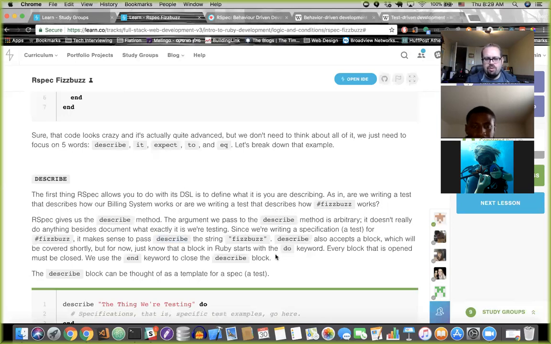Describe also accepts a block, which will be covered shortly. But for now, just know that a block in Ruby starts with do. And do we know what a block is when we say a block? A block of code. What does that mean? Pretty much the way our program needs to act. But in this case, because we're testing, whatever you code in another file needs to align with what is in this RSpec when we test it. I would say that's pretty much right.